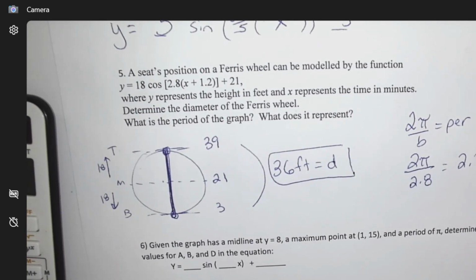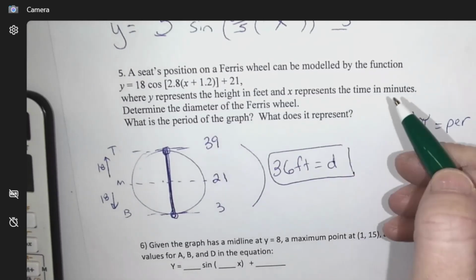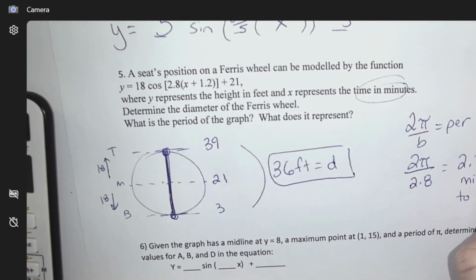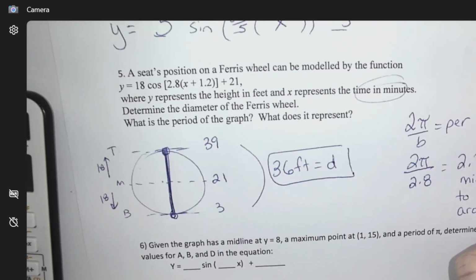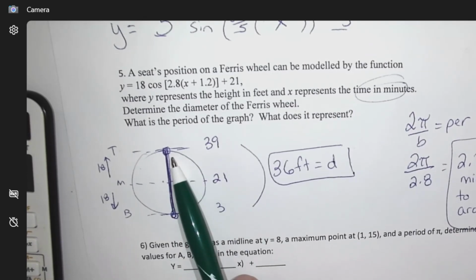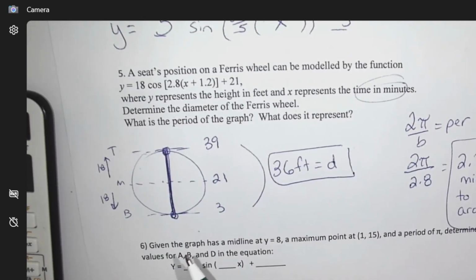So what does this mean in real life? Instead of a cycle of a graph, what is it of? It's the Ferris wheel going around once, so it is a time in minutes to go around once. That's what the period is, and that's what it represents. Okay, one cycle. Because look at this cycle. We're at bottom, mid, top, mid, bottom. Cycle of a graph.